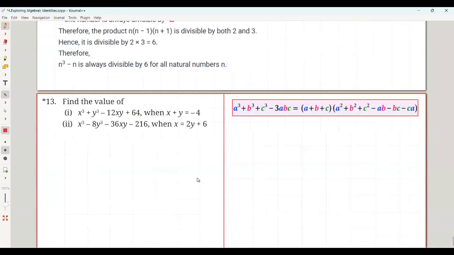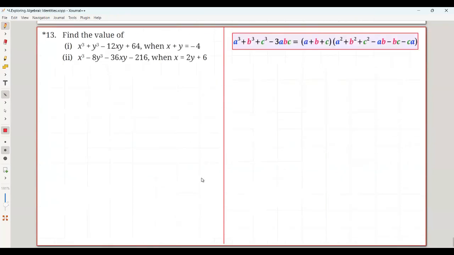Okay, so the 13th one is the last one. Find the value of x cube plus y cube minus 12xy plus 64 when x plus y is equal to minus 4. Okay, two questions. This is one and second one.